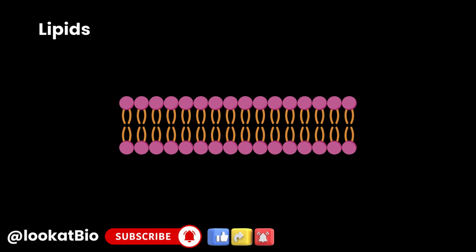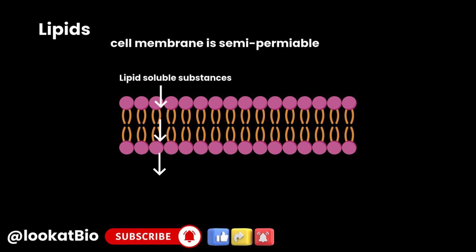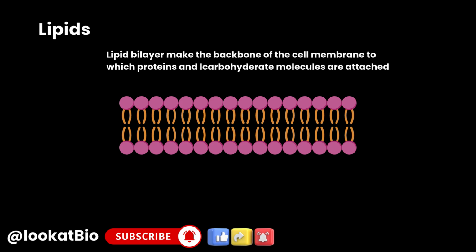Talking about the permeability of the cell membrane, it is semi-permeable as it is made up of lipids. So lipid soluble substances can easily dissolve in it and pass easily. Water and water soluble substances cannot pass through it. The lipid bilayer makes the backbone of the membrane to which the protein and carbohydrate are attached.